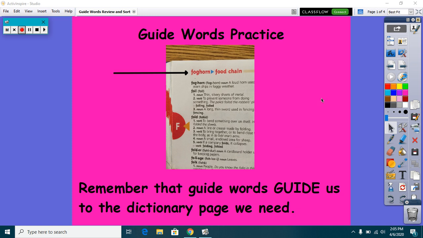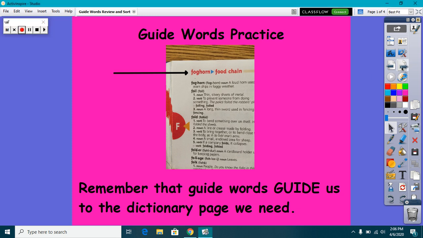So if you ever have a real paper dictionary and you're trying to look up a word, you have to think about what the word starts with, what letter it starts with. So if you're looking up a word that starts with F, this might be the page you end up on, and you look at the guide words to figure out what words are going to be on the page. We're going to practice doing that.